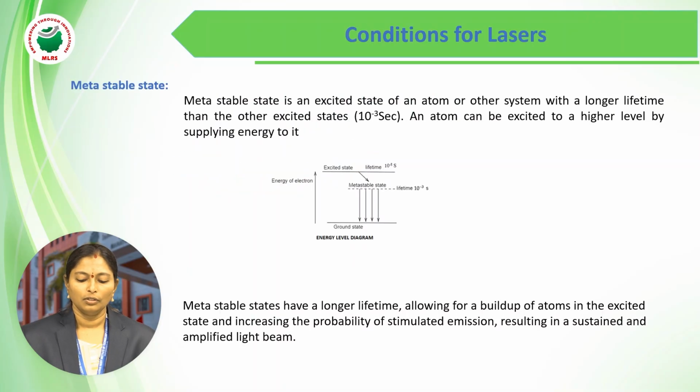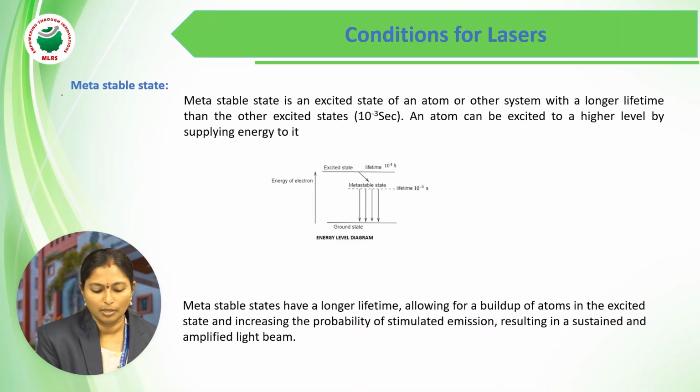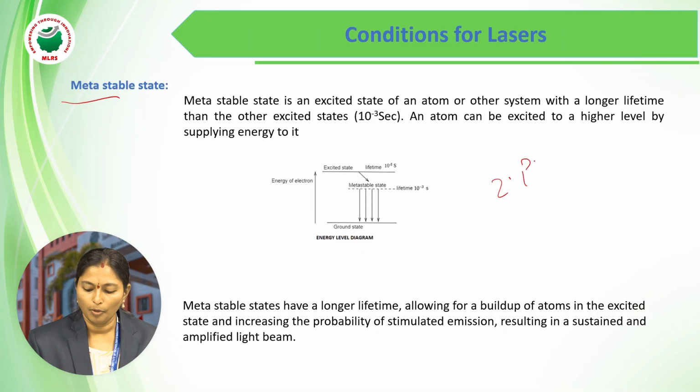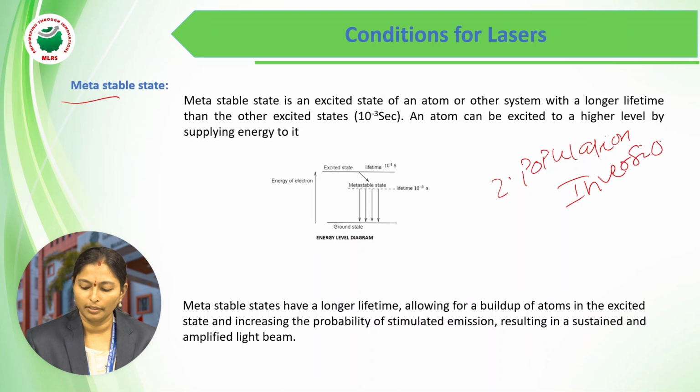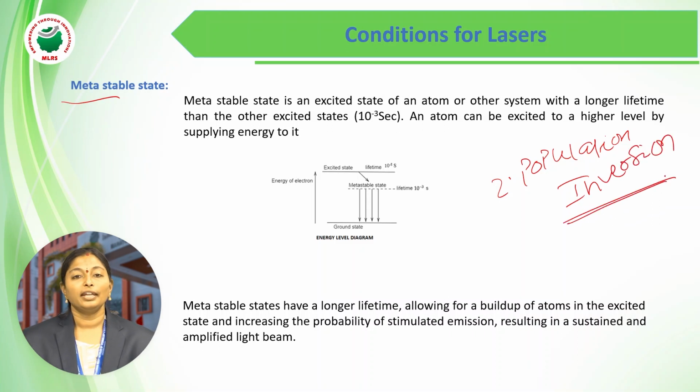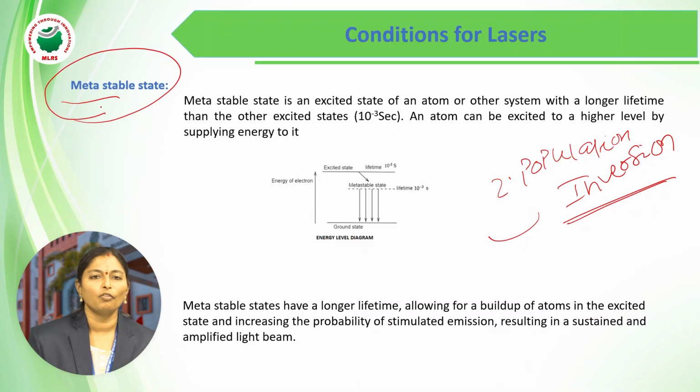So in order to know the conditions for lasers, there are two things we need to get the stimulated emission. First one is metastable state and second one is the population inversion. This is the main condition for getting the stimulated emission. For getting the stimulated emission we need population inversion. To get the population inversion we need metastable state. So what is this metastable state? Before that we need to remember one small thing.